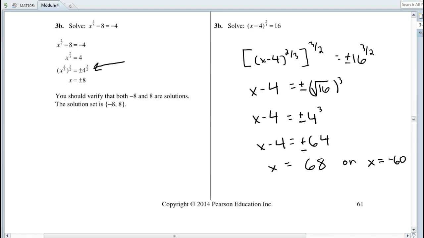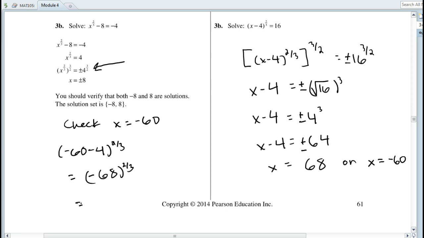The first one will work if you check it, but I'm going to come over here and show that the second one probably won't. So let's check x equals minus 60. So we'd be looking at negative 60 minus 4 to the 2/3 power. Actually, it looks like it's going to work, because we'll get negative 68 to the 2/3 power. And when you take the 3rd root of negative 68, I'll do the 3rd root first and then square it.